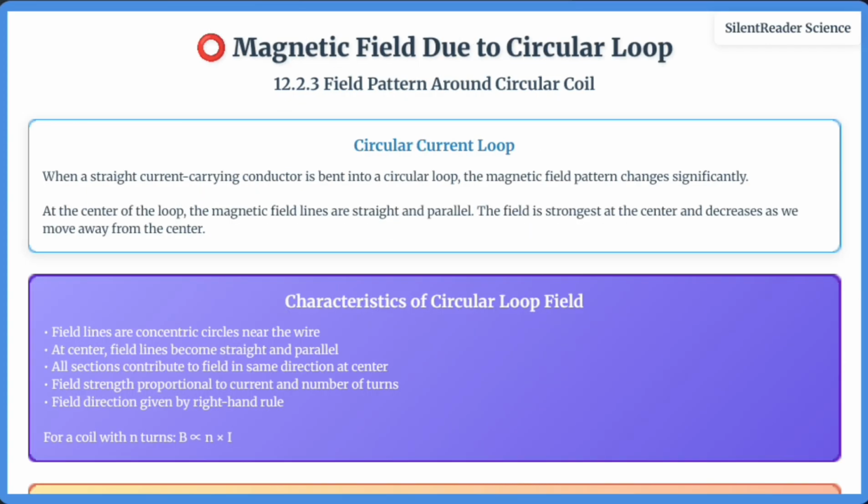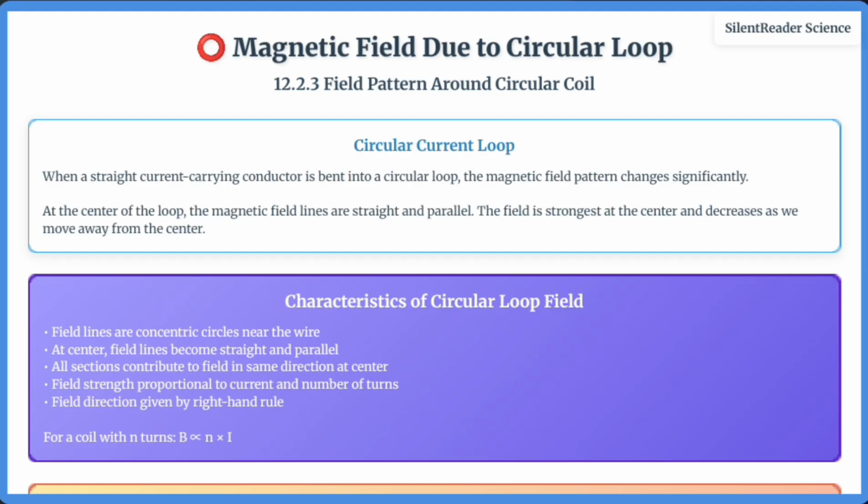Now let's explore the magnetic field due to a circular current loop. When a straight current-carrying conductor is bent into a circular loop, the magnetic field pattern changes significantly. At the center of the loop, the magnetic field lines are straight and parallel. The field is strongest at the center and decreases as we move away from the center. The field lines are concentric circles near the wire, but at the center, they become straight and parallel.